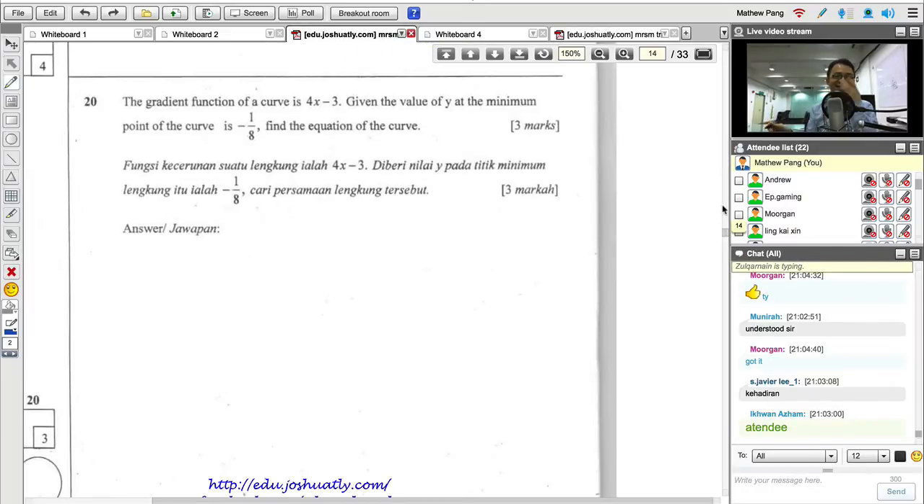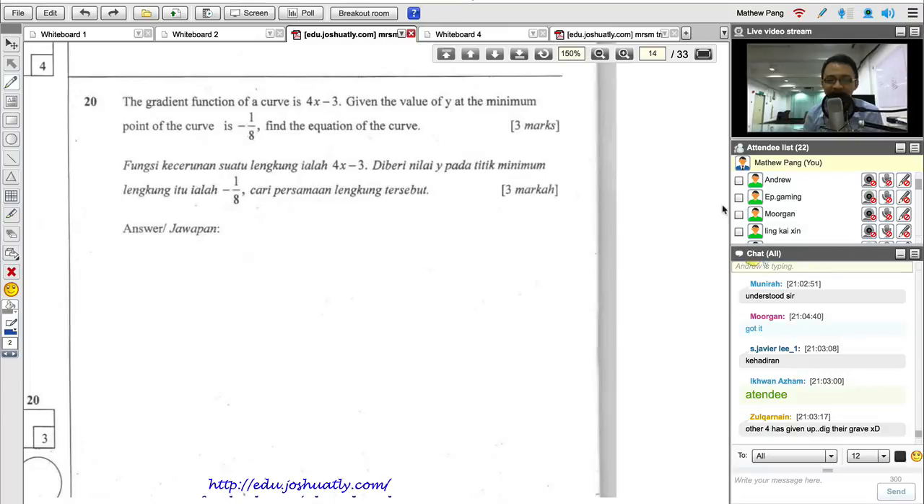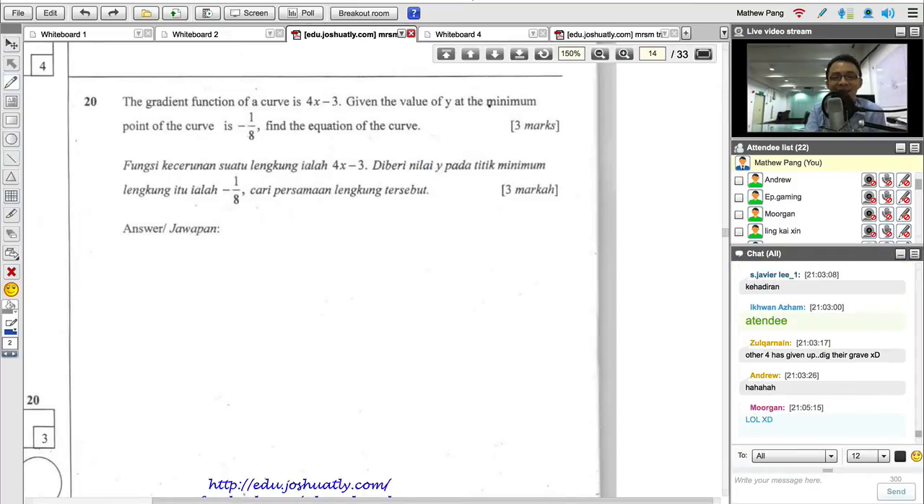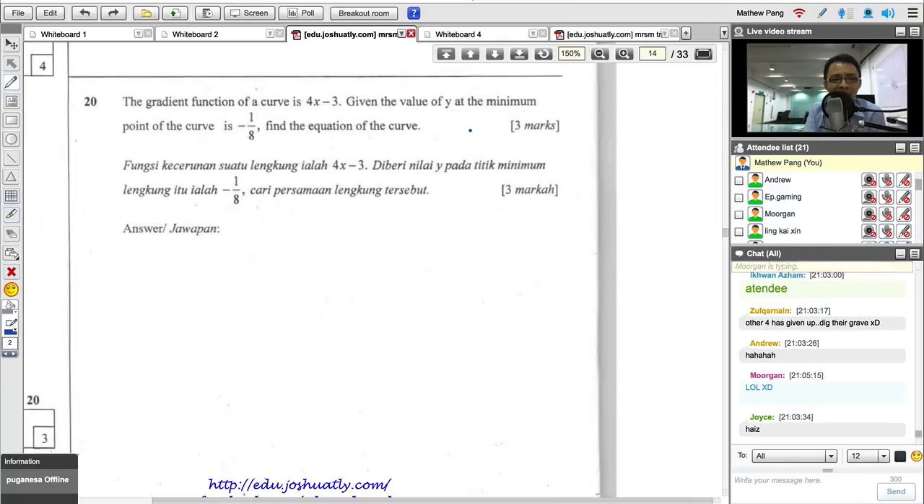Question 20. Other 4 has been given up. They did their graph. Okay, have a look at question 20. The gradient function is this one, and then it asks you to find, given the y at the minimum point of the curve is -1/8, the equation of the curve.